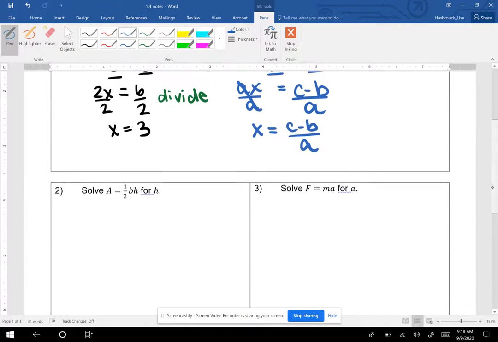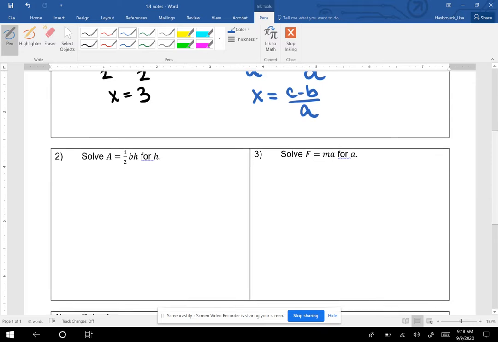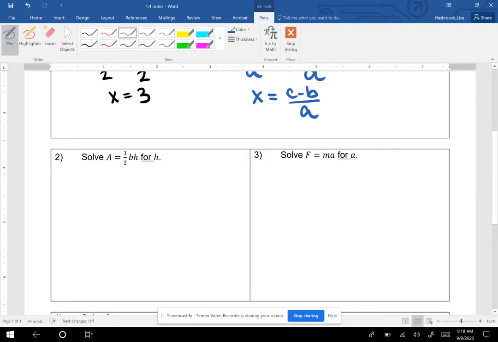Now in example 2, it says solve area equals 1/2 base times height for height. So we're solving A equals 1/2 times b times h for h. We want to get that h alone. Since h is what we want to get alone, the highlighted letter, we want to move everything else. Well, first I'm going to get rid of the fraction. To get rid of a fraction, we need to multiply by the reciprocal. So I'm going to multiply both sides by 2 over 1 because that is the reciprocal of 1/2.